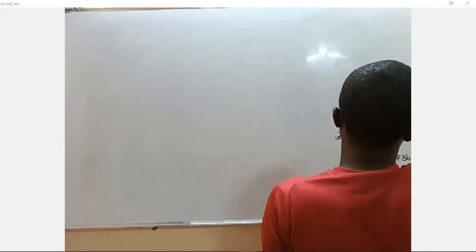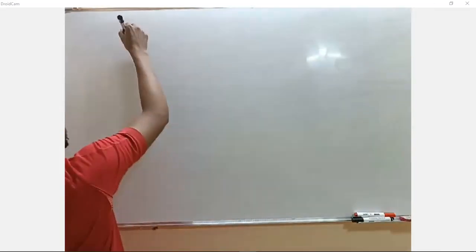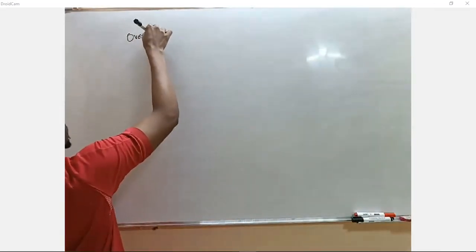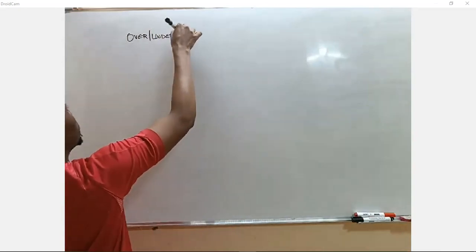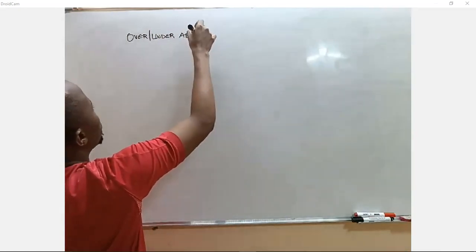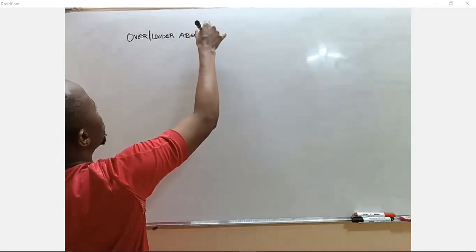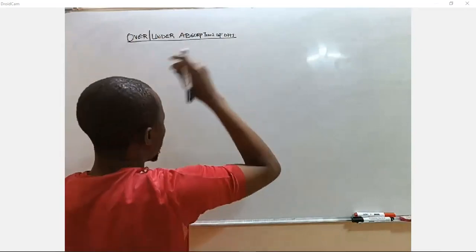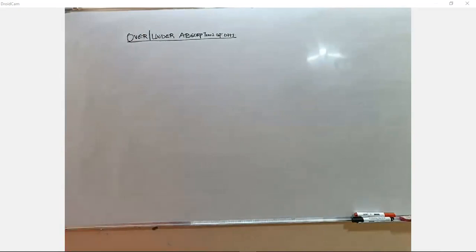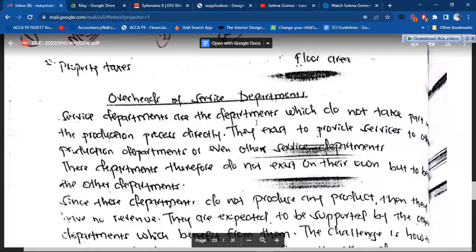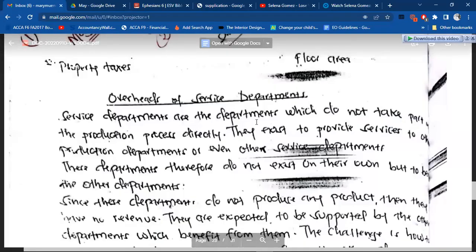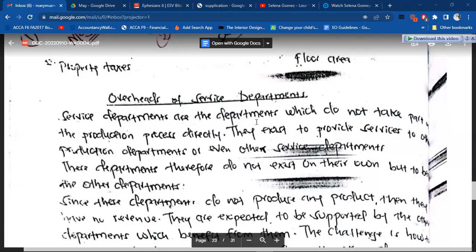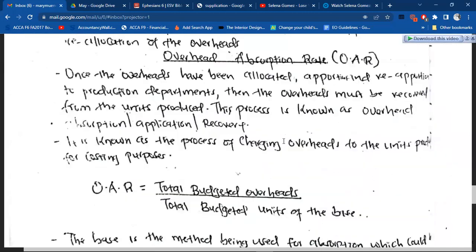So waje tuangalie what is that? We are talking about over and under absorption of overheads. Wacha tuangalie notes zetu zinatuambiaje in this regard. So here we are being told, okay, so hapa tunaambiwa vizuri for over and under, wacha tuende mpaka hapo.